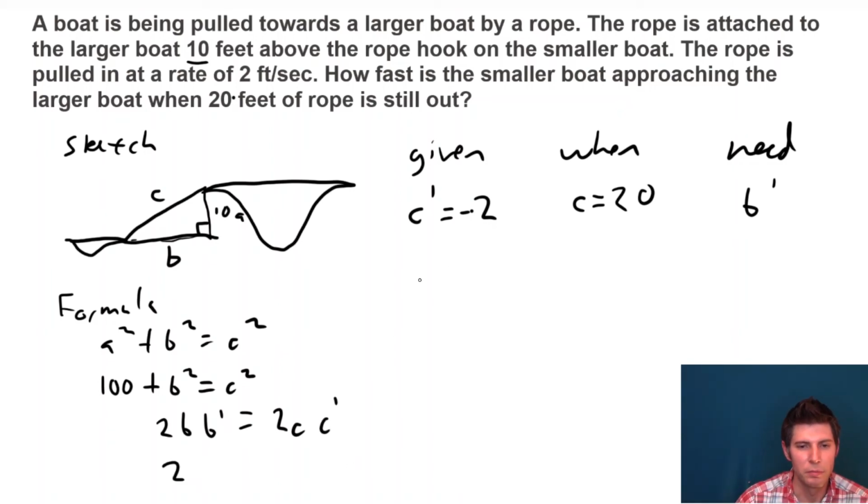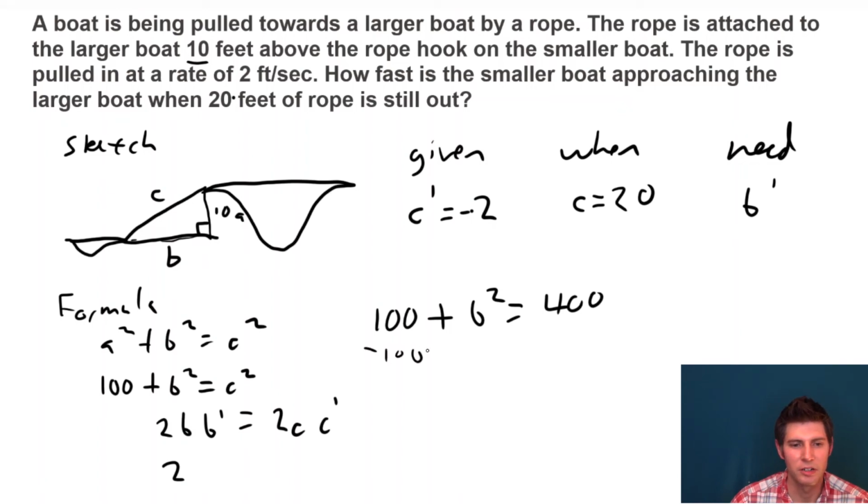So 2, then for the b, we're going to have to use Pythagorean theorem for the b. A is 10, so we have 100 plus b squared equals c squared, which is 20 squared, which is 400. We're going to subtract 100 from both sides. We get b squared equals 300. Then we square root both sides, and we get b equals square root of 300.